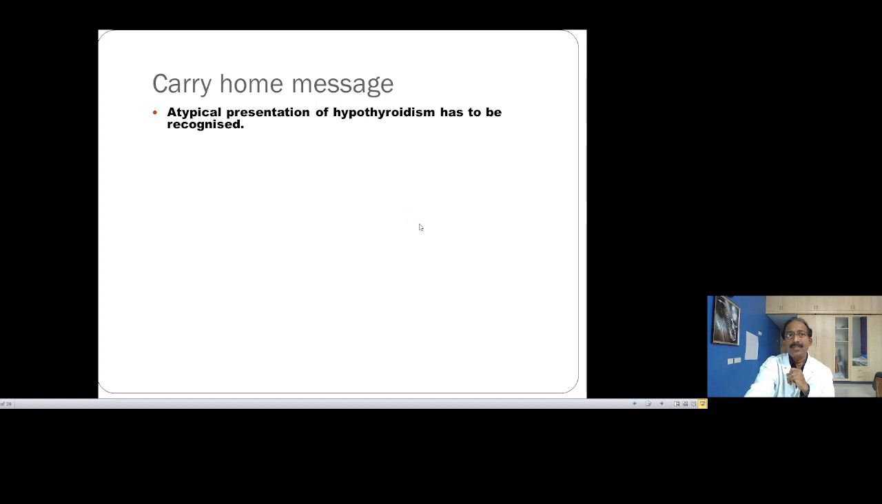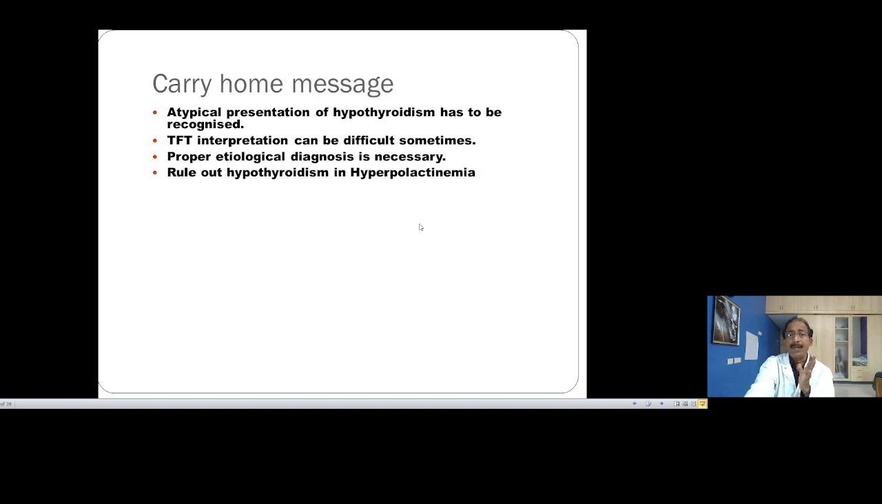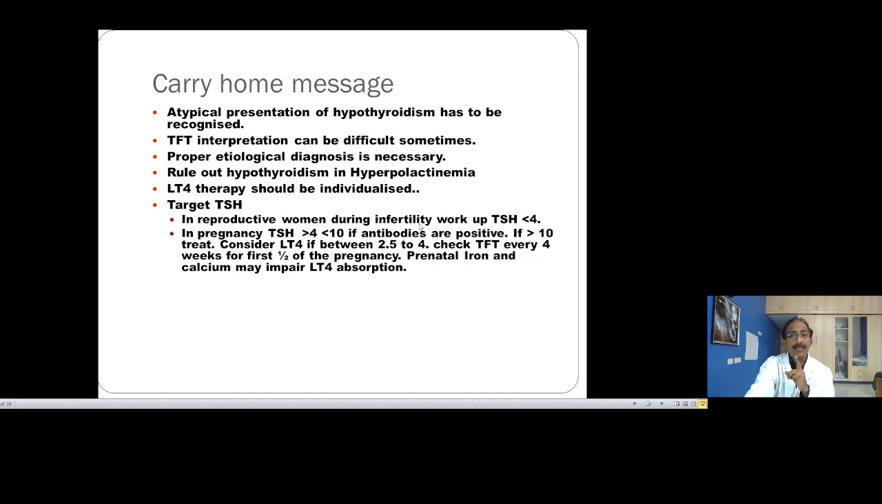The take-home message is that atypical presentation of hypothyroidism has to be recognized, and TFT interpretation can be difficult sometimes, especially if the patient is taking medications or is in the ICU. Proper etiological diagnosis is also necessary, whether it is multinodular goiter or Hashimoto's. So rule out hypothyroidism and hyperprolactinemia. Levothyroxine dose is individualized, not flat for everyone.